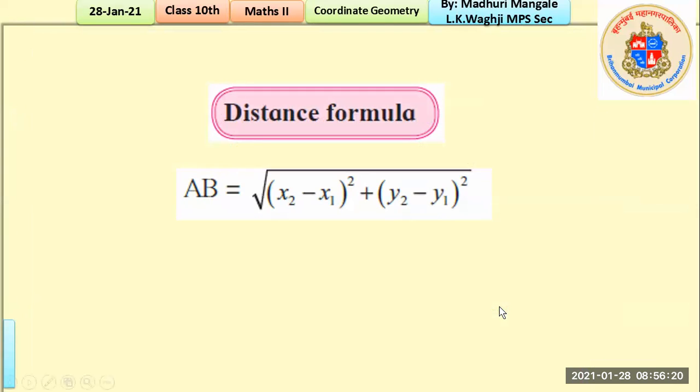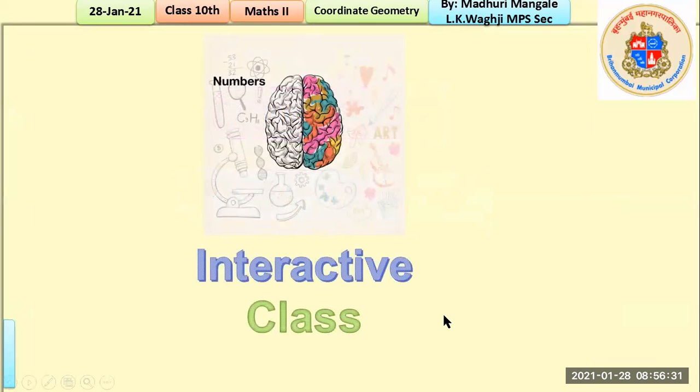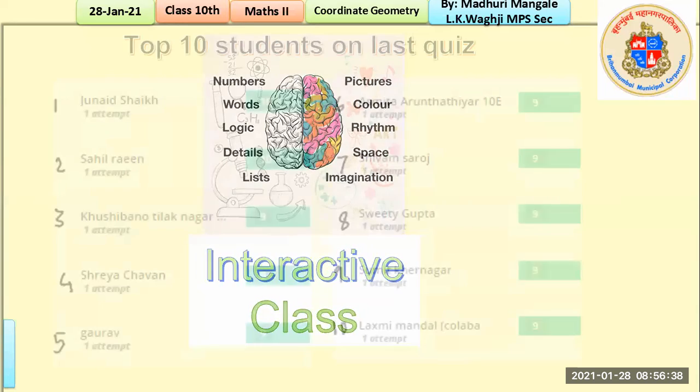In the last class, we did a lot of practice on the midpoint formula. In today's class, we will be doing a few questions on the distance formula. So let's begin with the interaction, and we will be working on each question together.